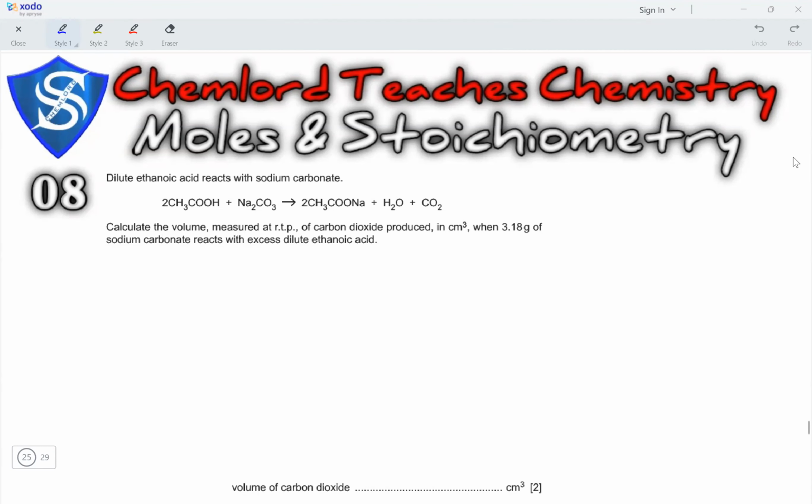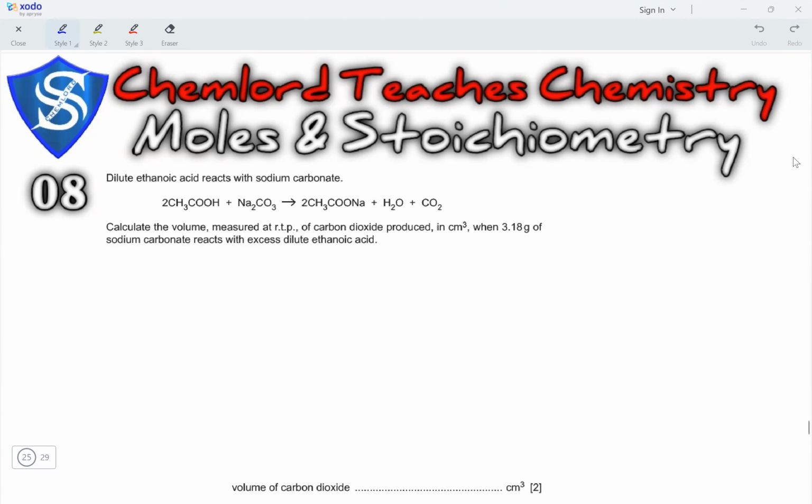Question 8. Dilute ethanoic acid reacts with sodium carbonate. And the equation is given. 2 moles of ethanoic acid reacts with 1 mole of sodium carbonate, producing 2 moles of salt, 1 mole of water, and 1 mole of carbon dioxide gas. Calculate the volume measured at RTP of carbon dioxide produced in cm cube when 3.18 grams of sodium carbonate react with an excess of dilute ethanoic acid.